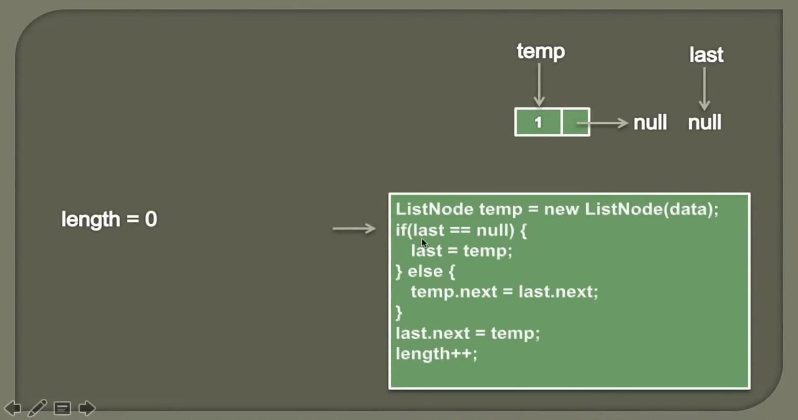Moving ahead, in the second statement we check whether this circular singly linked list is empty or not. So we provide a condition of whether last is equal to null or not. Here you see last is pointing to null, therefore the circular singly linked list is empty. So the condition comes out to be true.